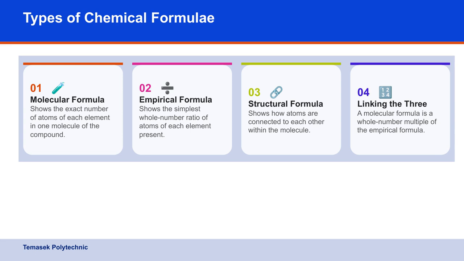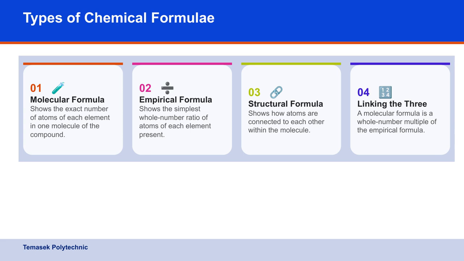There are 3 types of chemical formulae you need to know, and each one tells you something different about a compound. The molecular formula gives you the actual count of every atom in one molecule. For example, glucose is C6H12O6. The empirical formula strips that down to the simplest whole number ratio. Glucose becomes CH2O. The structural formula goes further and shows you how those atoms are bonded and arranged.